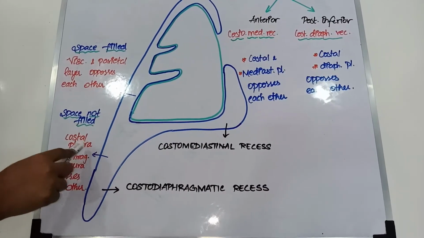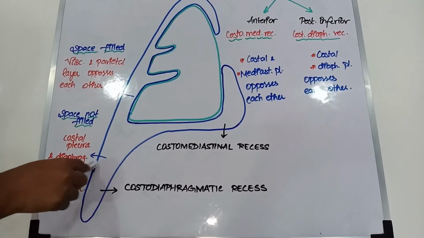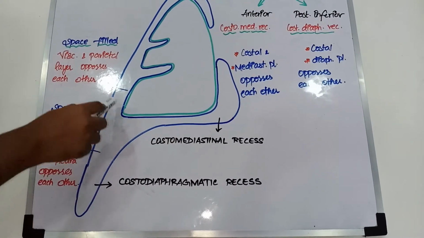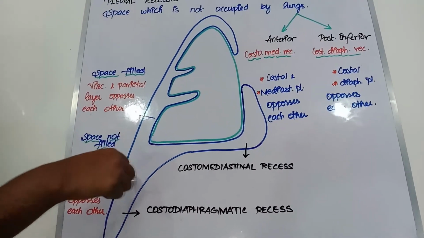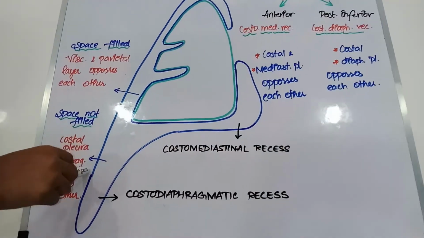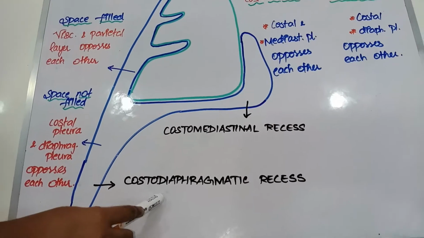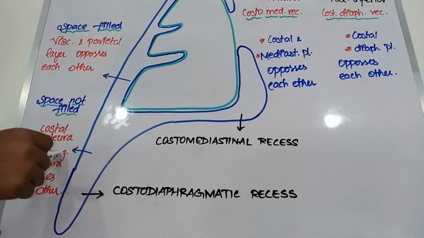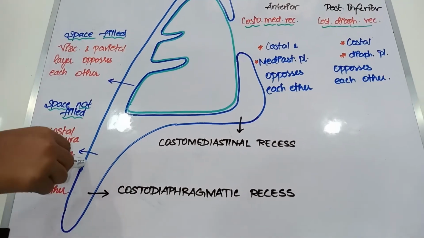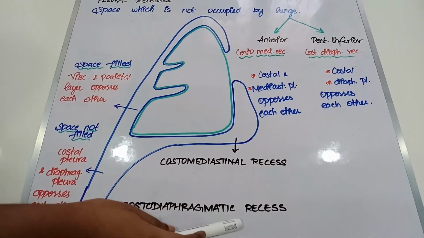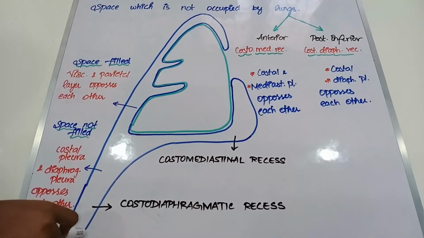So what is meant by that? Here the costal pleura and the diaphragmatic pleura oppose each other, instead of the parietal pleura and the visceral pleura opposing each other. So it contributes to the costodiaphragmatic recess. If the costal pleura and the diaphragmatic pleura oppose each other, the costodiaphragmatic recess is formed.